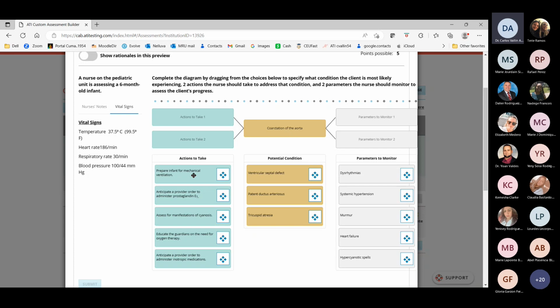Okay, what we need to do: prepare the client for mechanical ventilation? No. No intubation, no mechanical ventilation. Anticipate and provide the order for the administration of prostaglandin E1? This is administered when there is patent ductus arteriosus, to keep it open, but not for coarctation of the aorta. Except for manifestation of cyanosis, no, this is acyanotic. Educate the guardians on the need of oxygen therapy, maybe. Anticipate an order of inotropic medication, maybe.